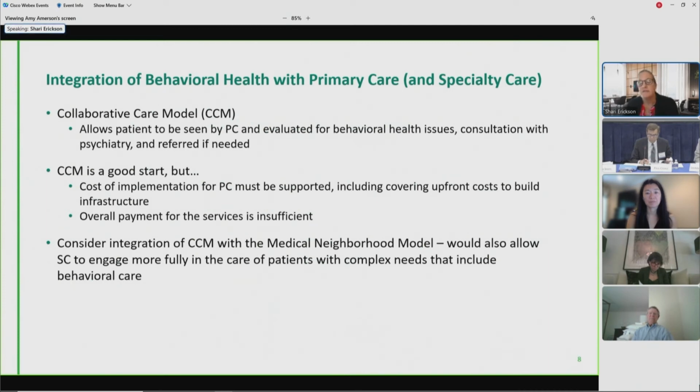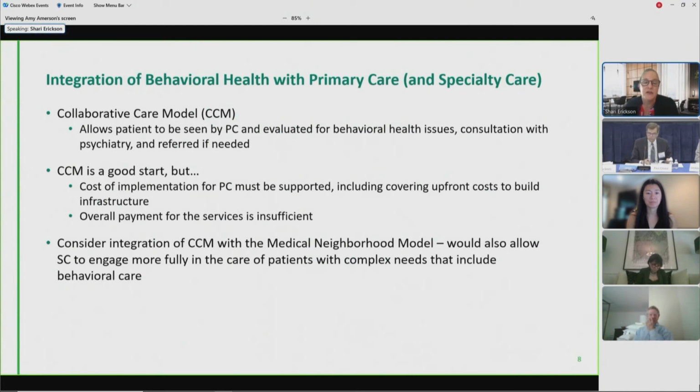Moving on beyond this, and really something that could be layered into this type of a model, is integration with behavioral health, with primary care as well as with specialty care, if you think about it in the context of a model such as this. The collaborative care model is one model that allows patients to be seen by primary care and evaluated for behavioral health issues in consultation with psychiatry and then be referred as needed. And that's a good start.